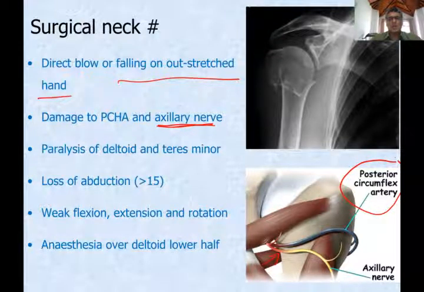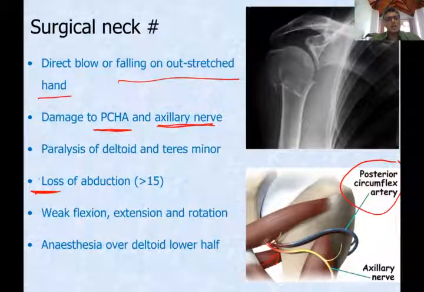Now, there will be bleeding if the posterior circumflex humeral artery is damaged, but that is not a major problem. The major problem again would be the damage to the axillary nerve. Then you know the issues with the axillary nerve damage. There can be anesthesia over the lower half of the deltoid muscle, and you can have paralysis of the deltoid and teres minor muscles.